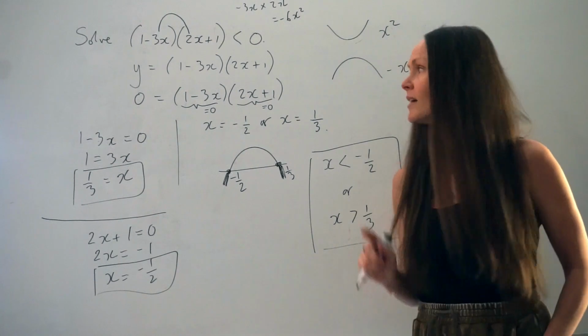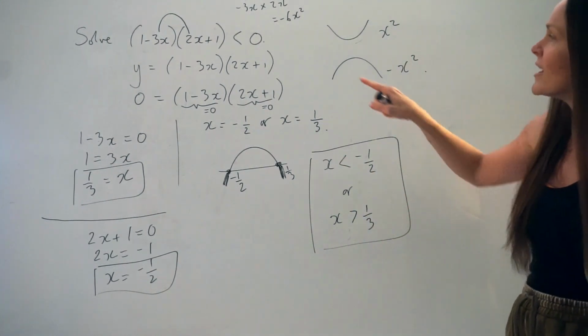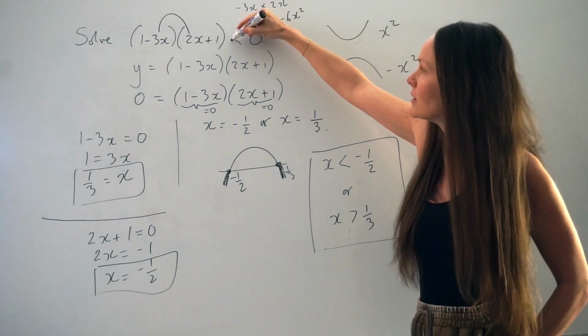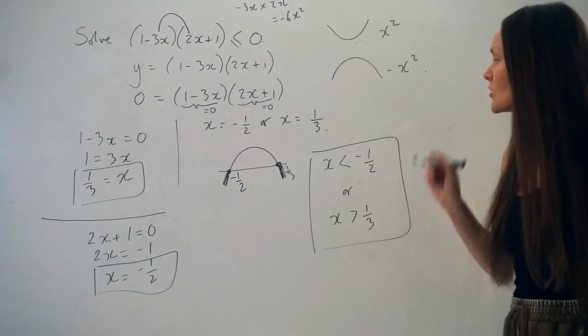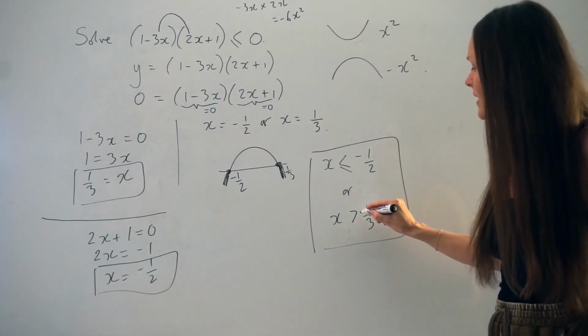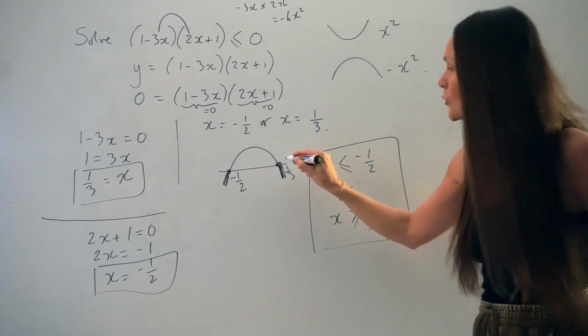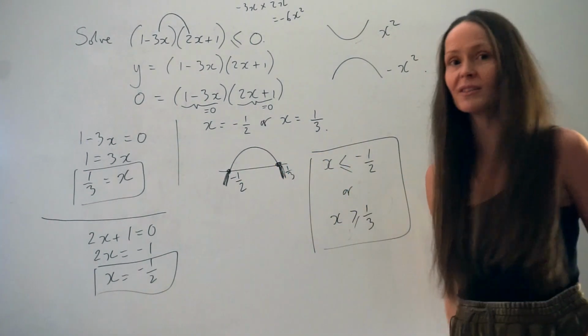Just one little point I wanted to make before I finish. If there had been an equal sign on the inequality, don't forget to put the equal sign here at the end as well, so that you're including those points where it crosses the x-axis.